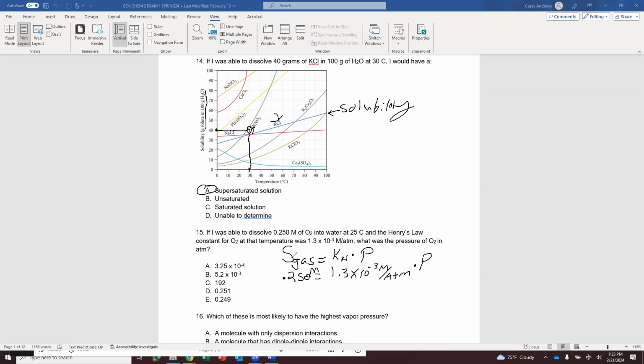So I just divide each side by the Henry's law constant. I believe the answer is 192 because it has to be high. Yep, it is 192.